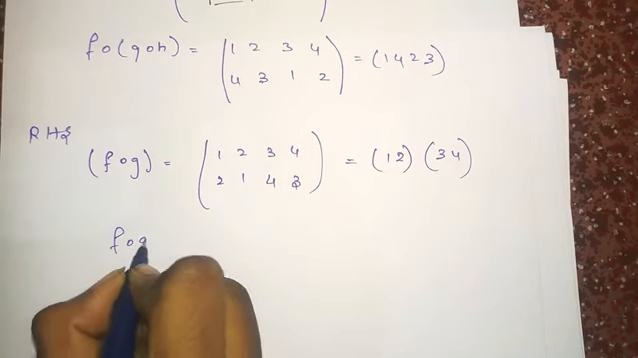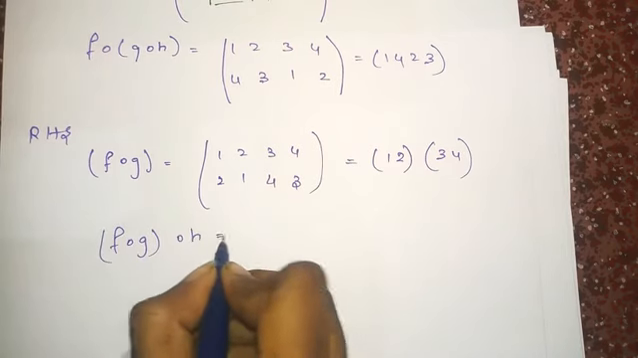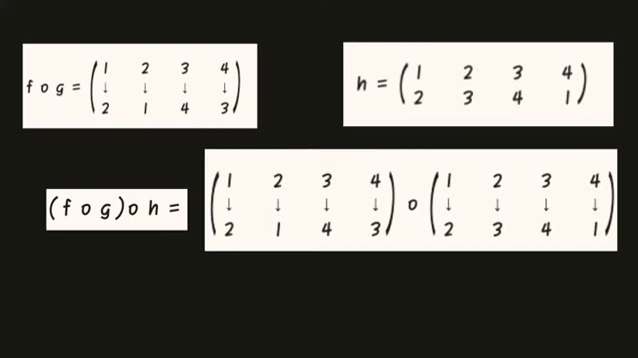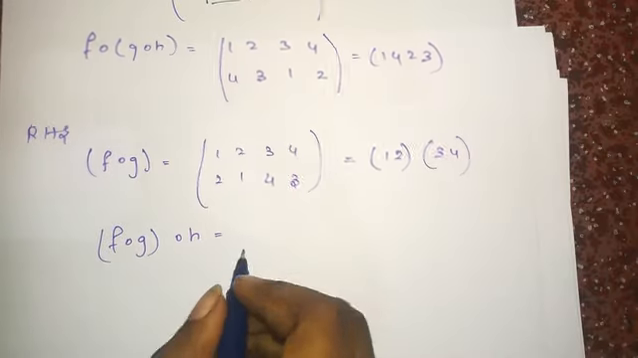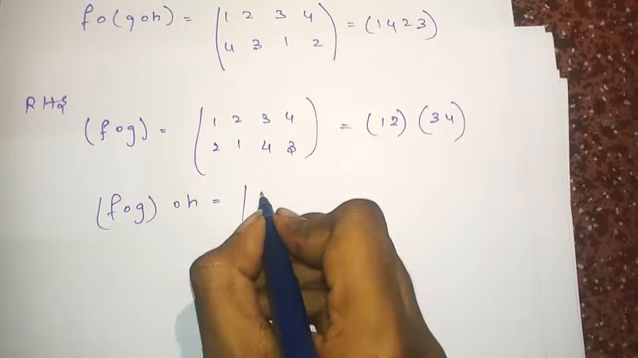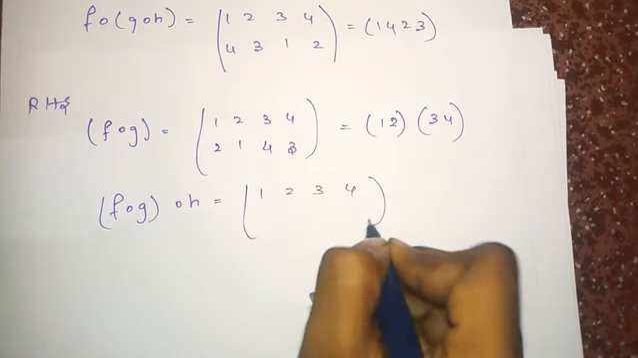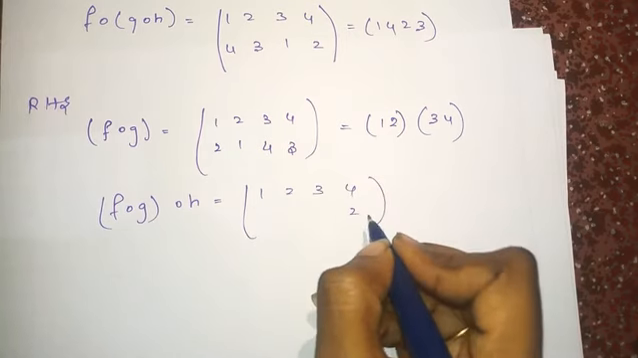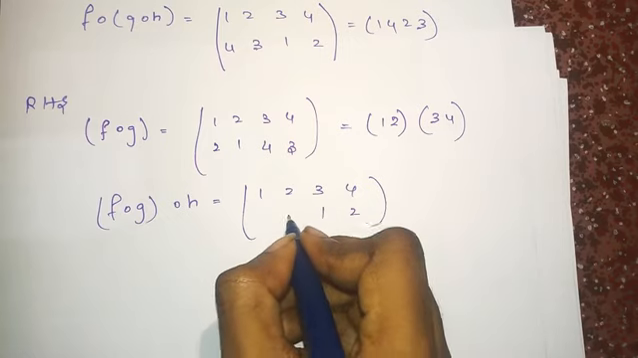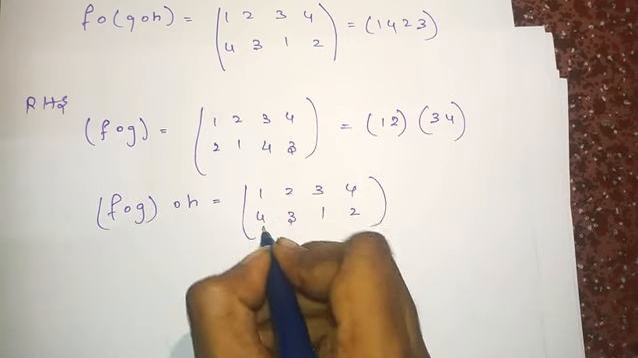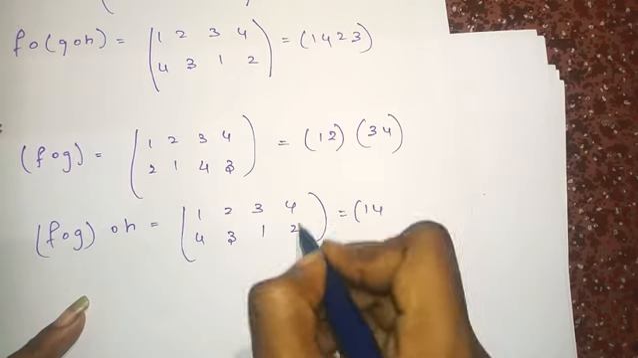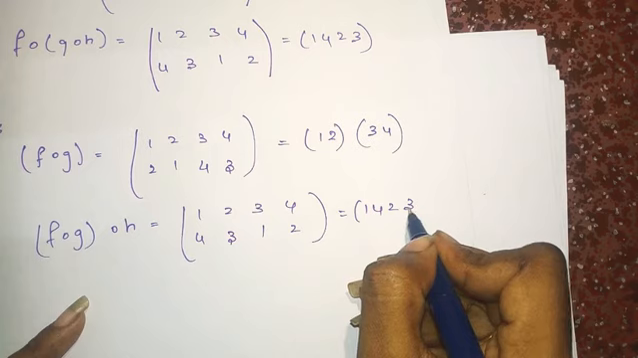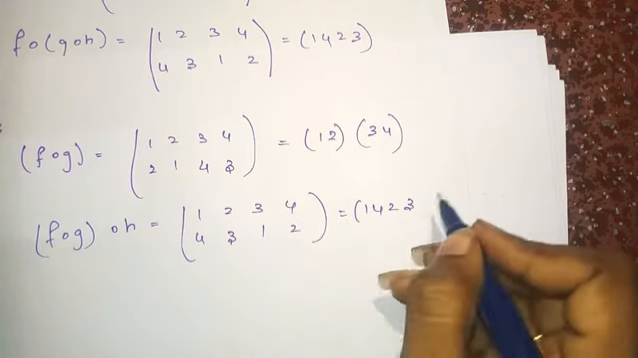1 is mapped to 2, 2 is mapped to 1, 3 is mapped to 4, 4 is mapped to 3. Compute F composition G, composition H. 1, 2, 3, 4. 4 is mapped to 2, 3 is mapped to 1, 2 is mapped to 3, and 1 is mapped to 4. You can write this as 1 is mapped to 4, 4 is mapped to 2, 2 is mapped to 3, 3 is again mapped to 1.